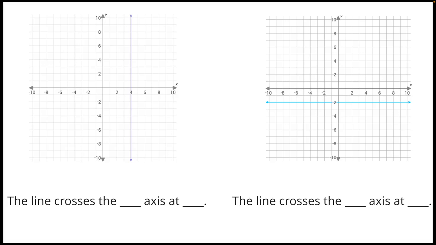Today we're going to be looking at the equations of horizontal and vertical lines, so straight up and down, straight left and right, just like these problems that you see up on the screen. This is the short version of the lesson, so we're going to go pretty quickly just through the main ideas.